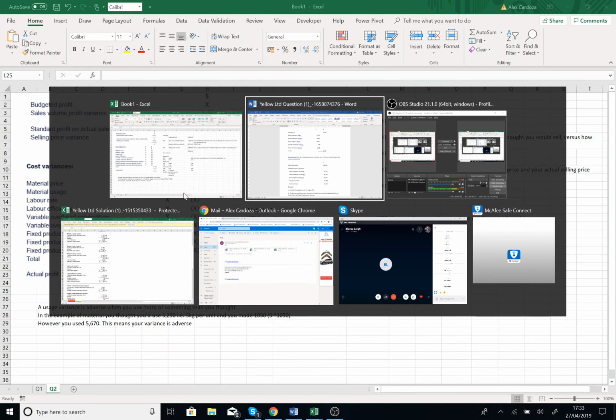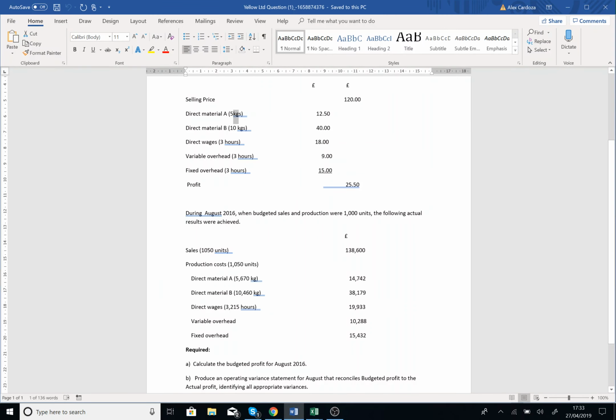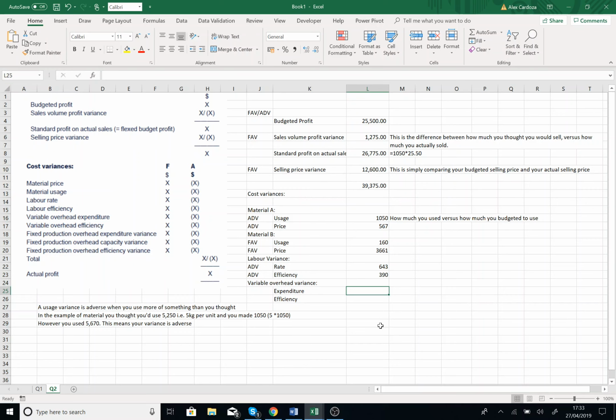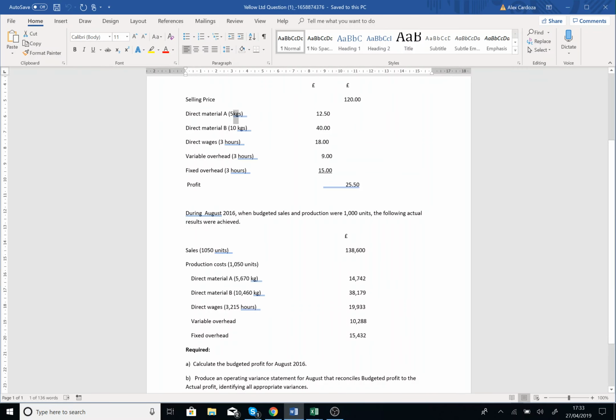So how much did we think we would spend? It's better just to do it as expenditure. We actually spent 10,288. How much did we think we would spend? Well, we thought we would spend £9 every 3 hours, or £3 an hour, to make 1 unit.